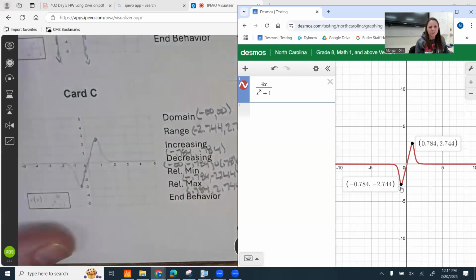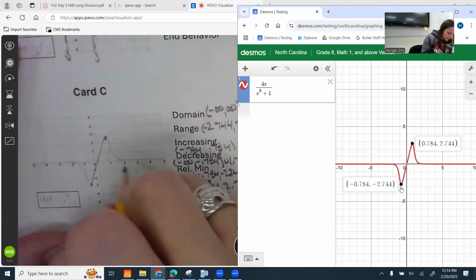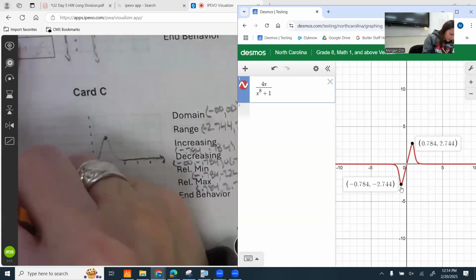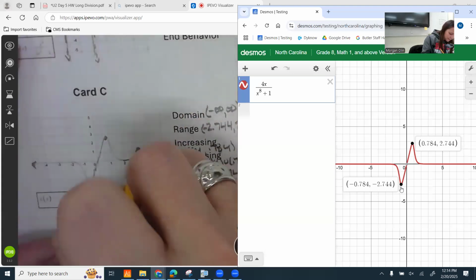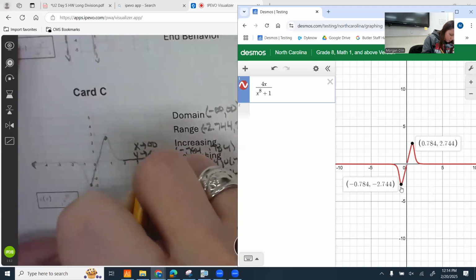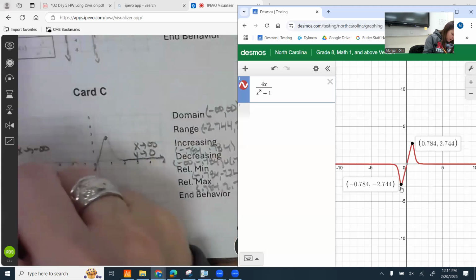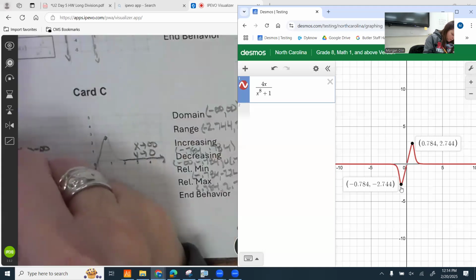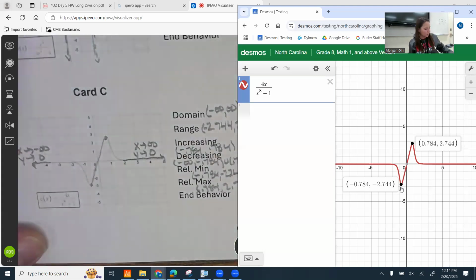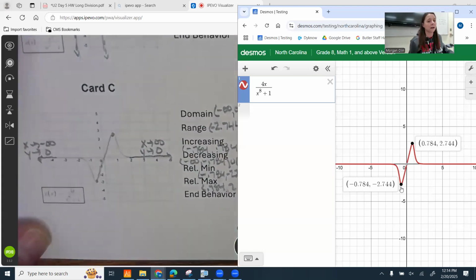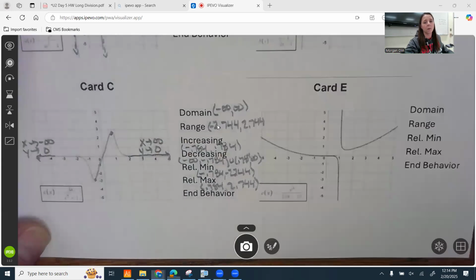And then in behavior, if you actually look, this is going here and here. It looks like it's leveling off at 0. So here, as x goes to positive infinity, it looks like the y value goes to 0. And here, as x goes to negative infinity, it also levels off at the y value of 0. So it's not going up or down, like our polynomial graphs.